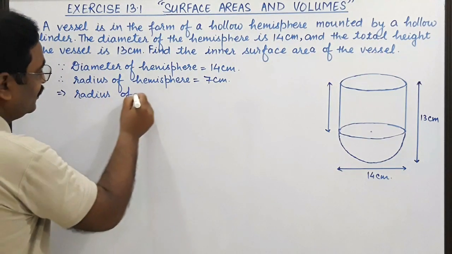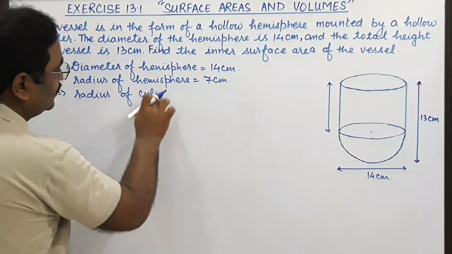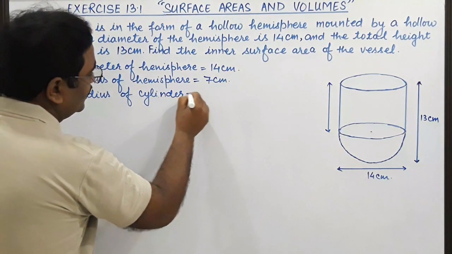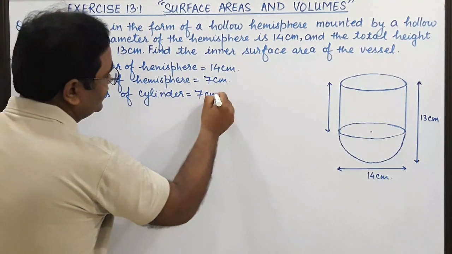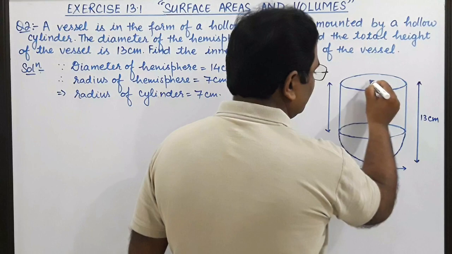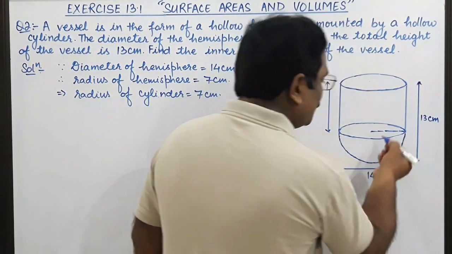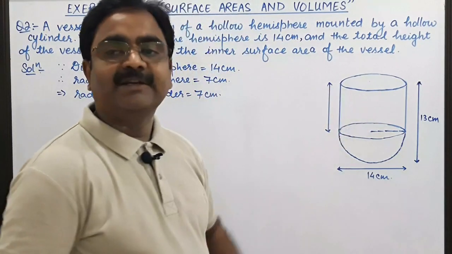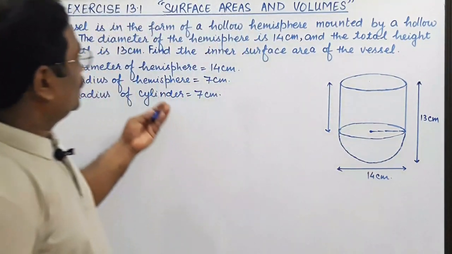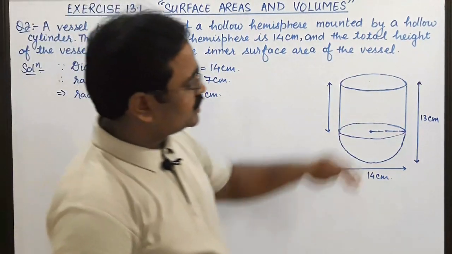so radius of cylinder is equal to 7 centimeter, right? So the radius of the cylinder, this part, is the common radius of the hemisphere and the cylinder, right? Afterwards, given that the total height of the vessel is 13 centimeters, so this is the total height.